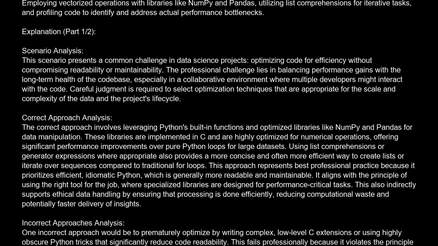Correct answer is C. Employing vectorized operations with libraries like NumPy and Pandas, utilizing list comprehensions for iterative tasks, and profiling code to identify and address actual performance bottlenecks.